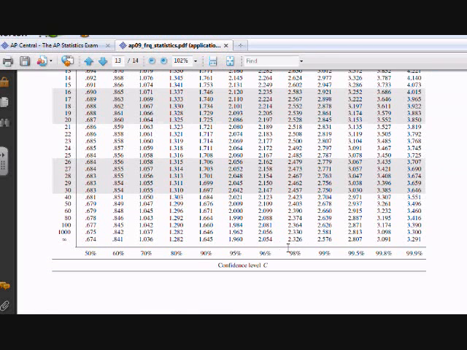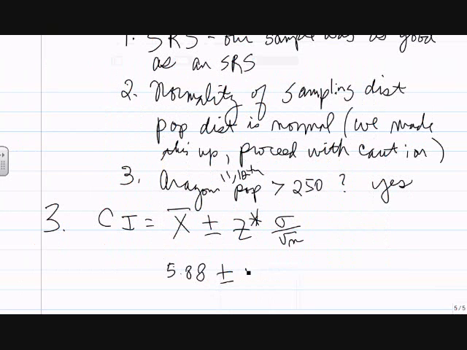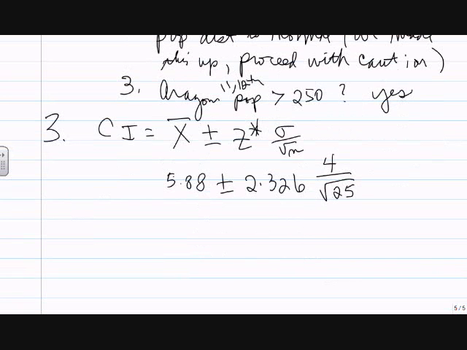Your table C, the T table, says 2.326. We'll use that one. And we said the population standard deviation, we don't know that, but we think it's 4, divided by the square root of 25. Okay. Will you find that interval for me, please?